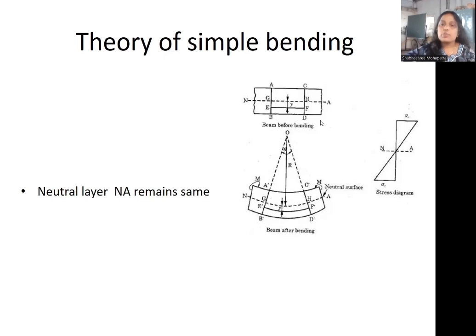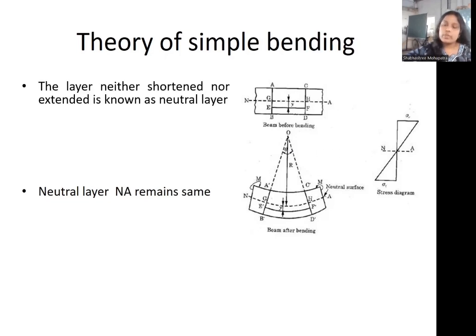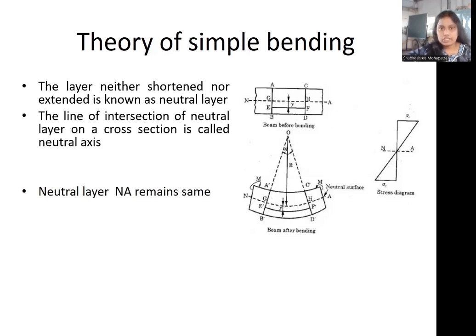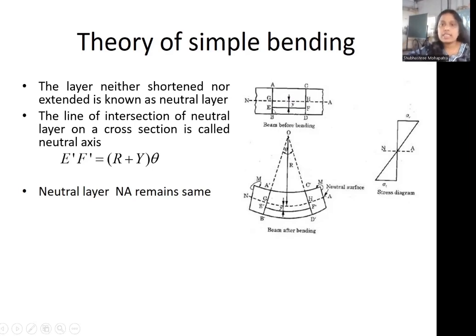This is the before bending situation. After bending, an arc will be created of radius of curvature R, and this is the angle of curvature, theta. During bending, there will be a layer which will be neither shortened nor extended. This layer is called the neutral layer. The line of intersection of the neutral layer on the cross section is called the neutral axis. Our segment is EF, and this is the before bending condition.